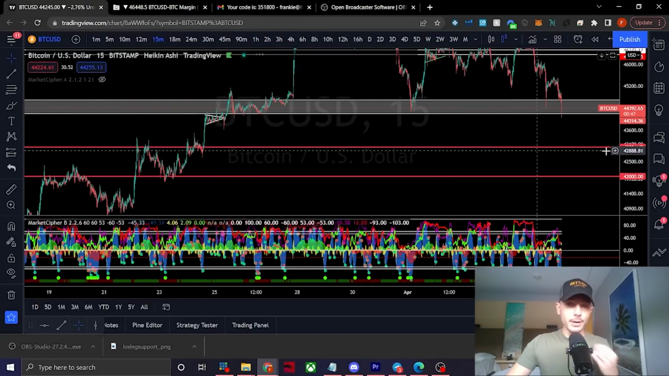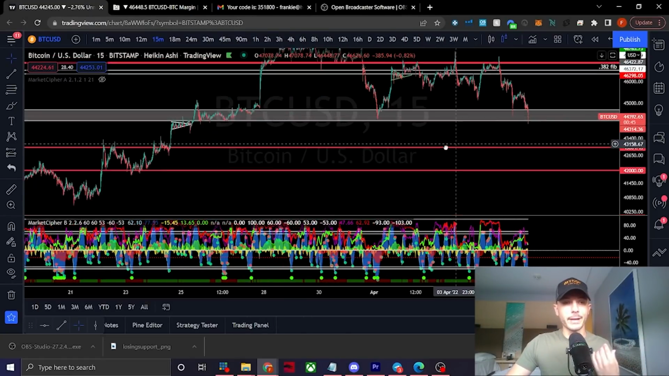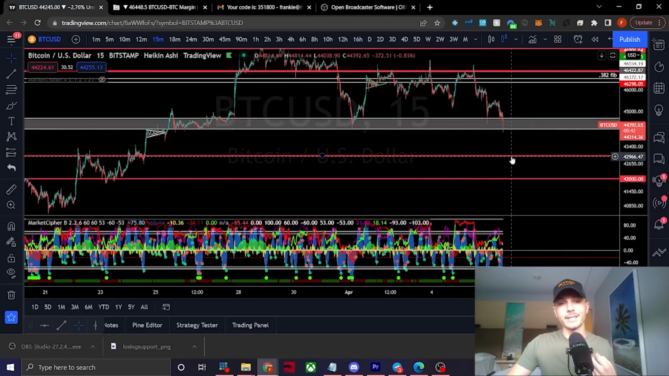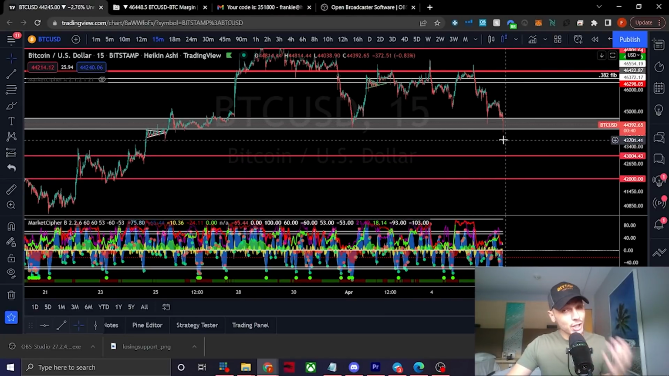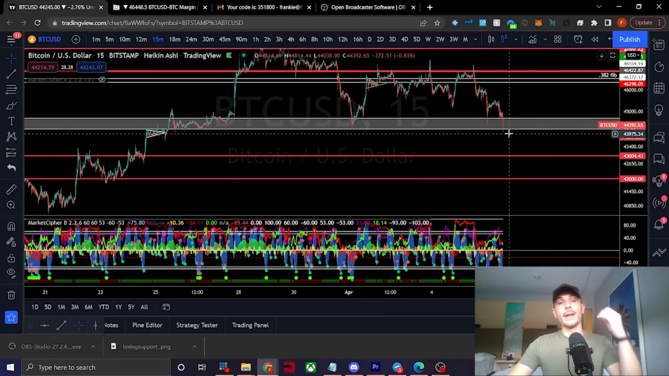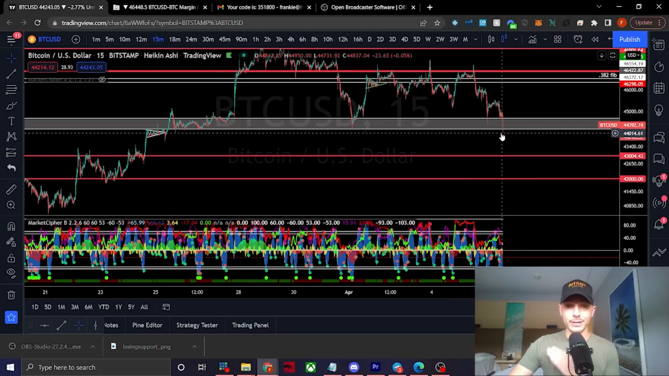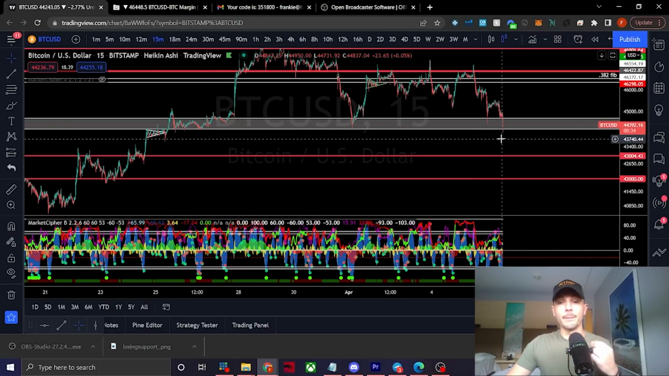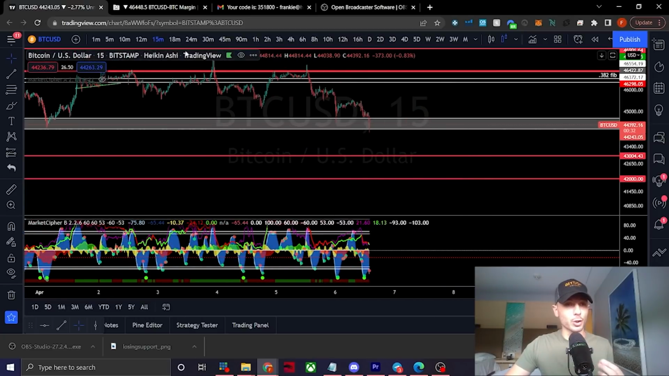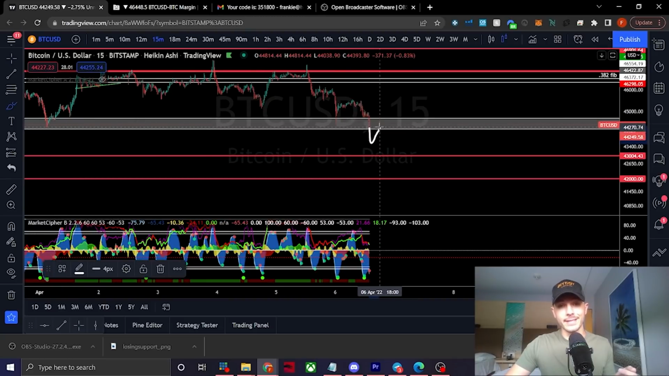However, I would be very cautious, right? Because if we do break back into this ascending triangle into here, I do think there is a chance, right? Not definitely going to happen, but there is a chance we can come back down, test the bottom of that triangle. But another thing you can look for on the short side is you can look for price to break below this level of support and come back up and test it as resistance, right?